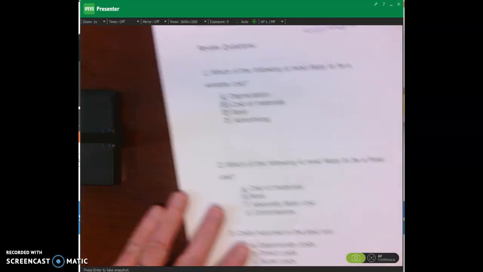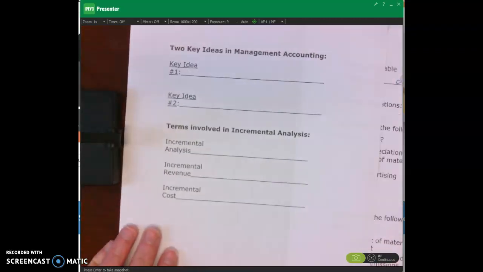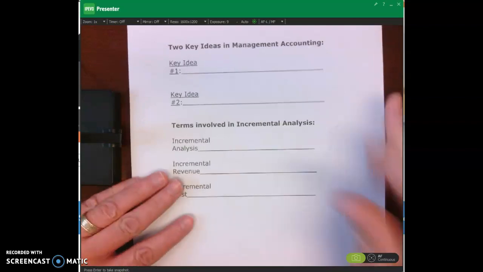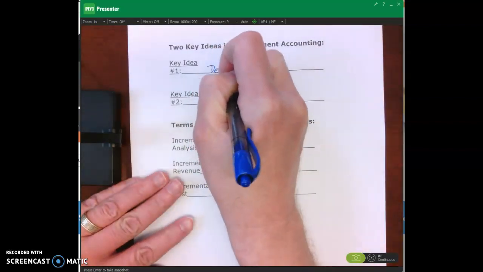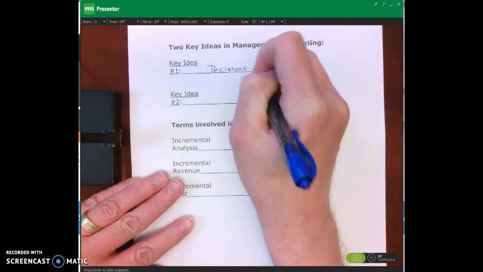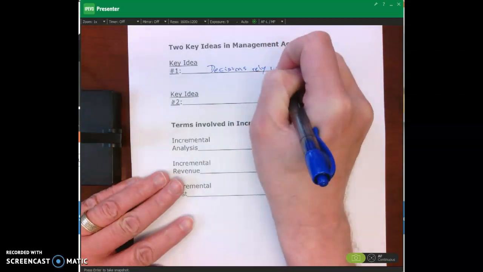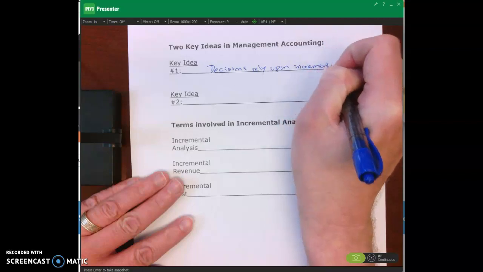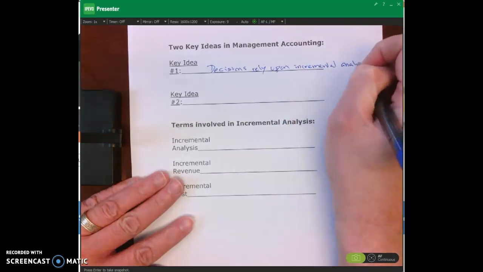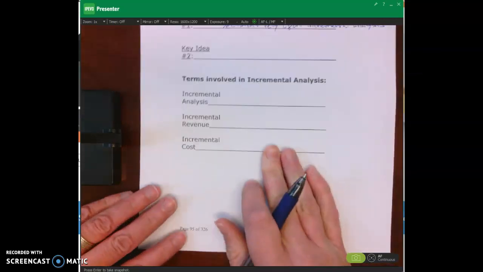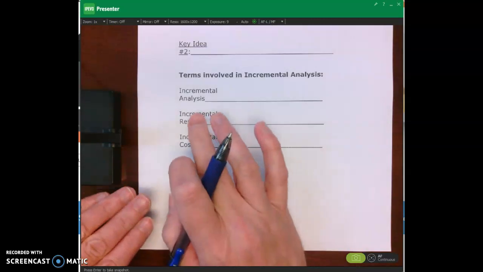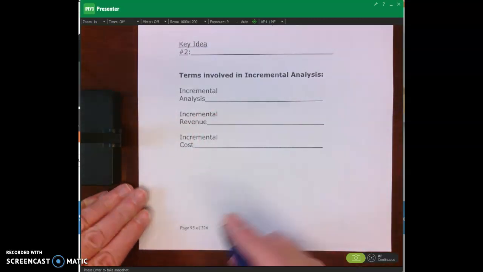Let's look at the next page on 2 key ideas in terms of management accounting. The first one is decision making. Decisions rely upon incremental analysis. So we have our incremental analysis right over here, with some terms involved. Let me define incremental revenue and incremental cost first.